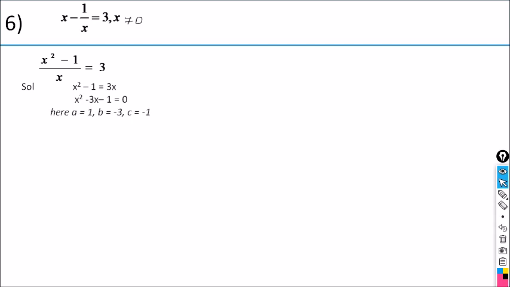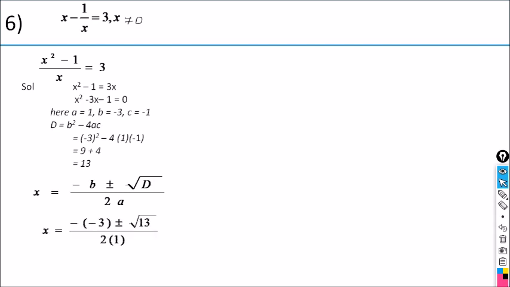We'll solve it by using the quadratic formula. Here a is 1, b is minus 3 and c is minus 1. Finding D, D comes to be 13. And the value of x is minus b plus minus root D upon 2 times a. By substituting values in the formula, we get 3 plus minus root 13 upon 2. That gives us two values, one with the positive sign, another with the negative sign.